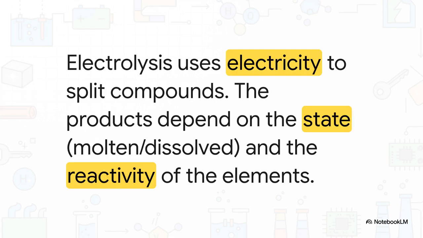So, let's tie this all together. The crucial point, the big takeaway, is this. Electrolysis uses electricity to force a chemical change that wouldn't happen on its own. And the products you get all depend on 2 things. First, the state of your electrolyte. Is it molten or dissolved? And second, those rules of reactivity, which decide who wins the competition at each electrode.